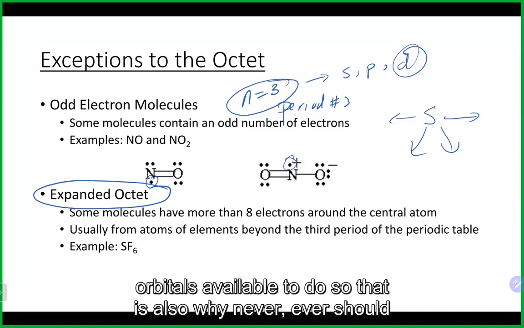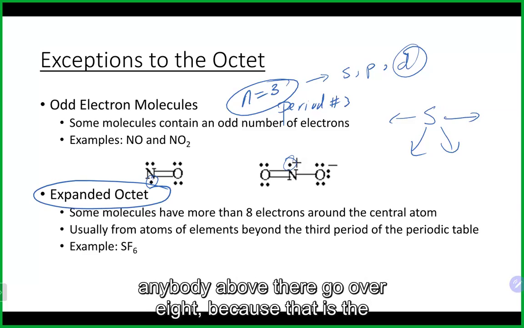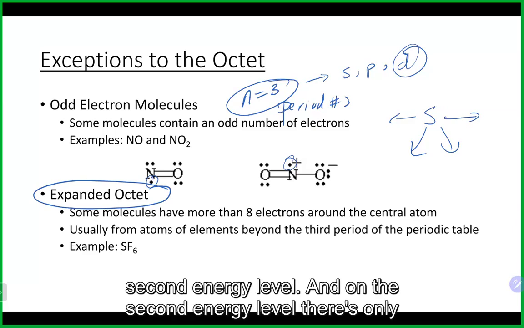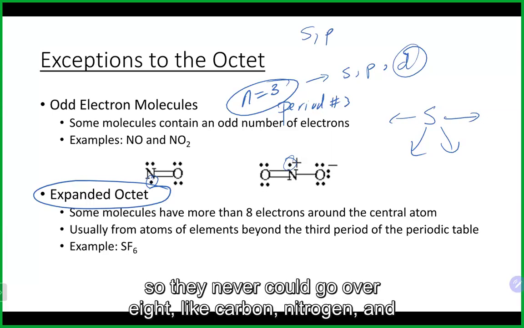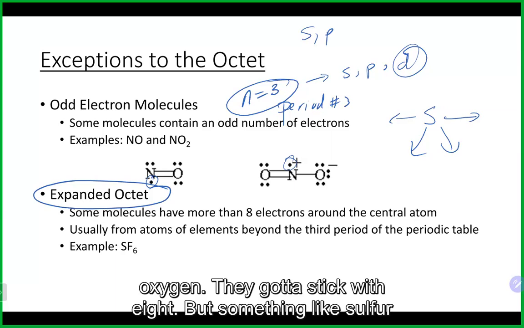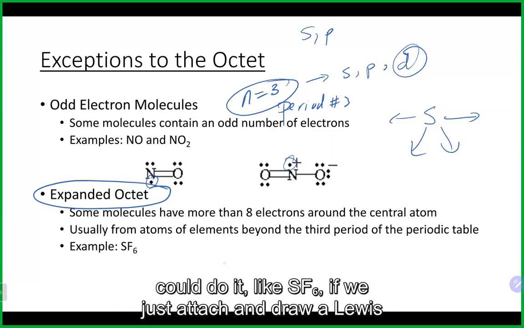That is also why nobody above there should ever go over 8, because that is the second energy level. And on the second energy level, there's only s and p orbitals. They don't have the d's available to them, so they never could go over 8, like carbon, nitrogen, and oxygen. They've got to stick with 8. But something like sulfur could do it, like SF6.